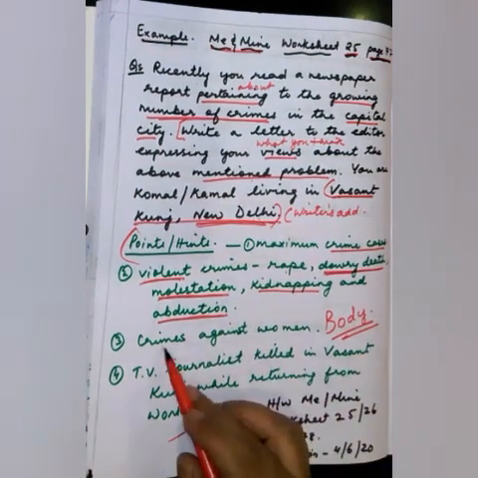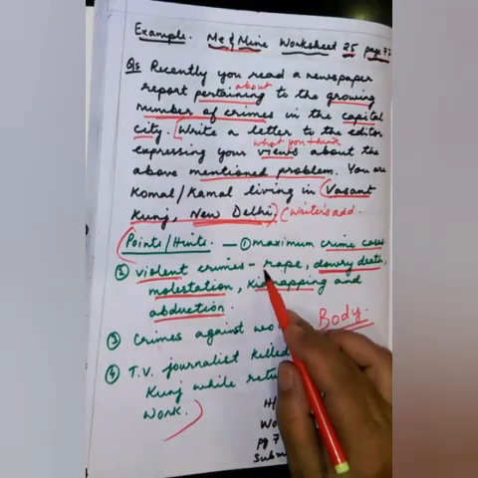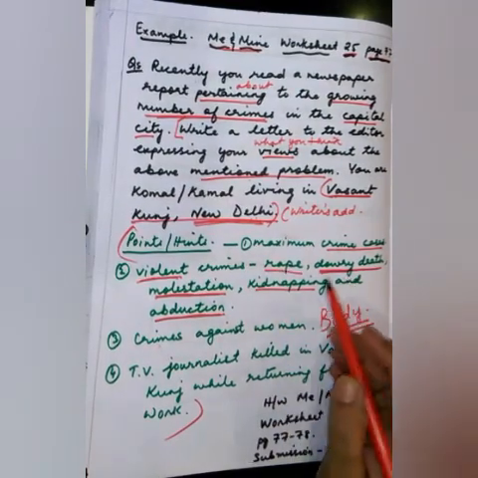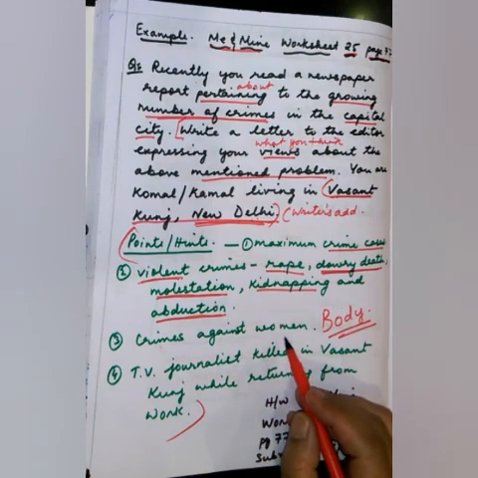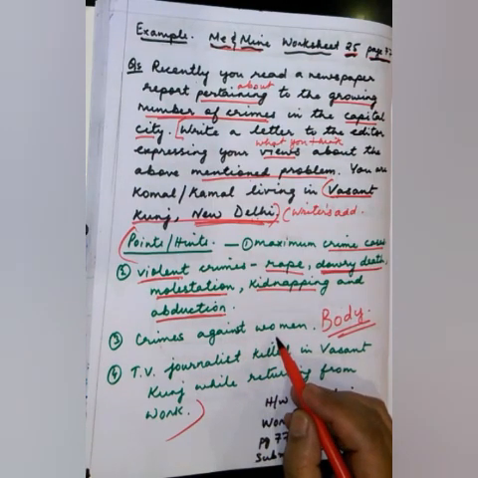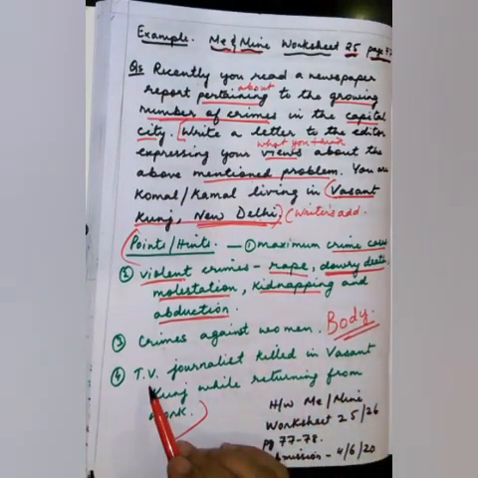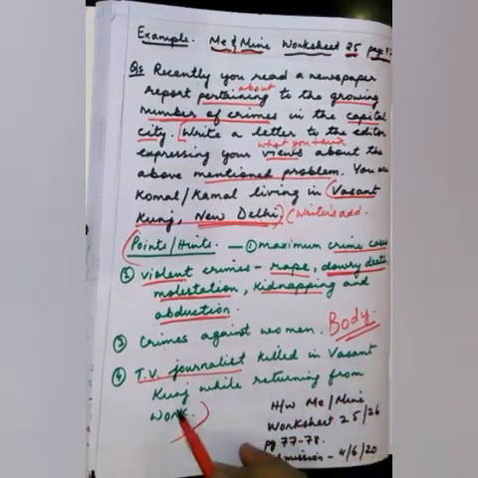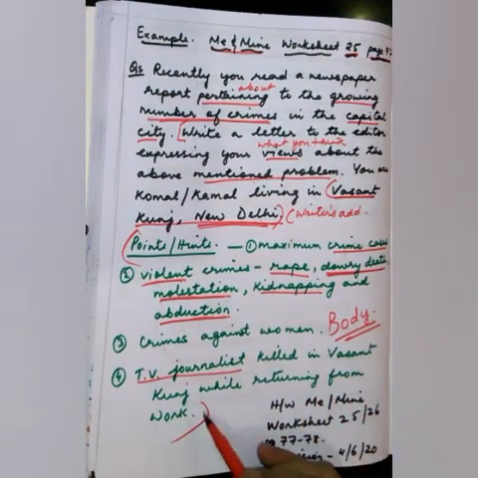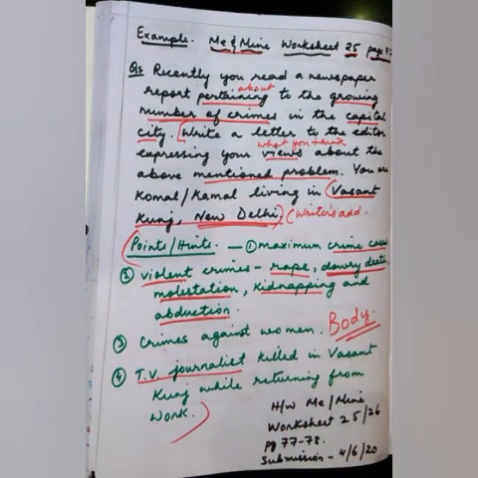Then we also have crimes against women. That can include dowry, rape, or beating up of women by husbands, abusing women. So these can be your crimes against women. Remember, all this will come in your body. Then you can talk about what happened recently: a TV journalist killed in Vasant Kunj while returning from work. This can be one problem. You can add this in your body, in your letter.